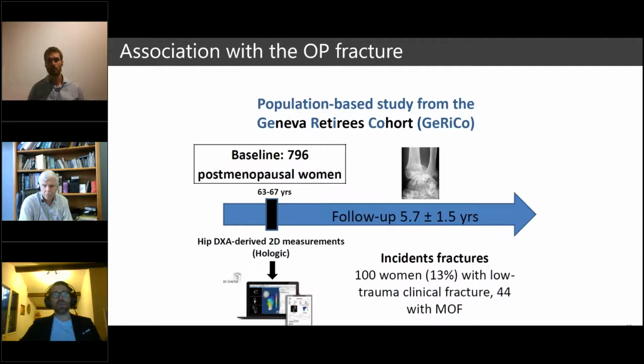The study cohort is the Jericho cohort that involved roughly 800 postmenopausal women with a mean age of 65 years old at baseline and an average follow-up of 6 years. During this follow-up, 100 women sustained a low energy fracture, and among them, 44 sustained a major osteoporotic fracture.